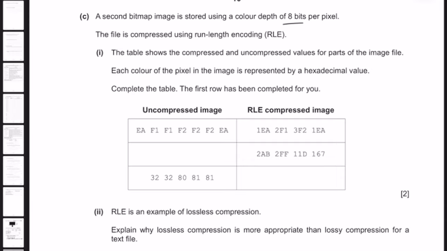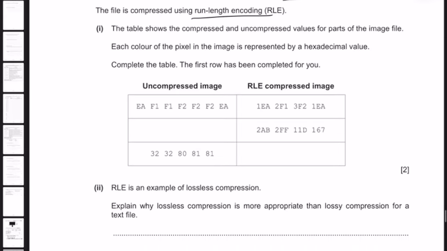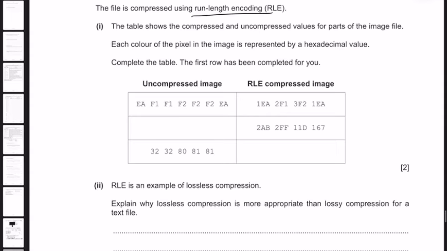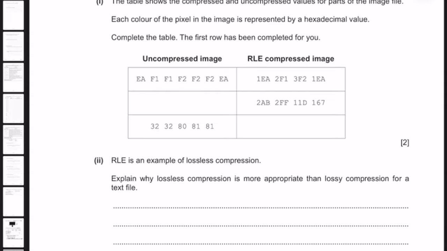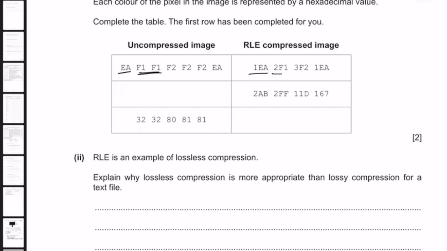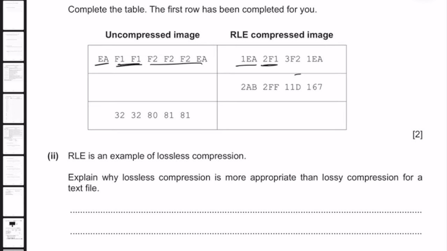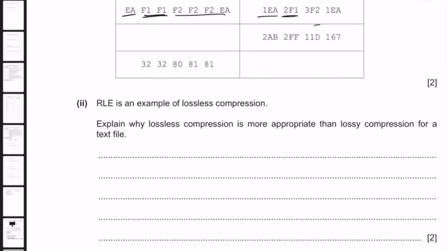A second bitmap image is stored using a color depth of 8 bits per pixel. The file is compressed using run length encoding. The table shows compressed and uncompressed values for this part. Complete the table. The first row has been completed for you. So simple. Now this is 1 EA, so we have 1 EA, and then 2 FE, so 2 FE, and then 3 F2, same way. So all right.